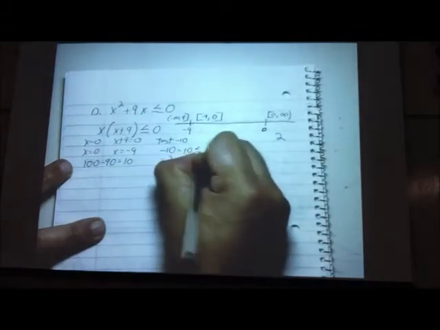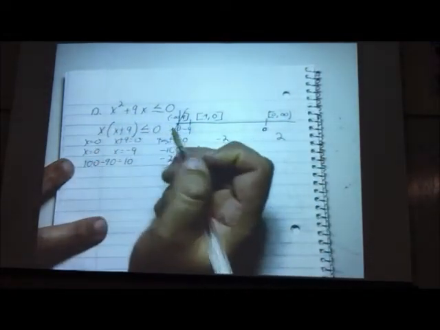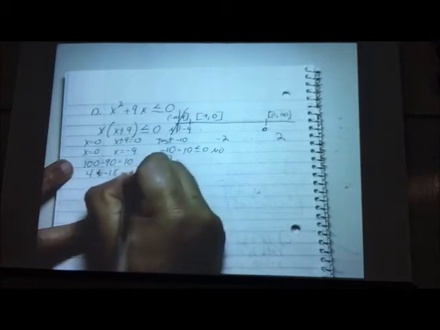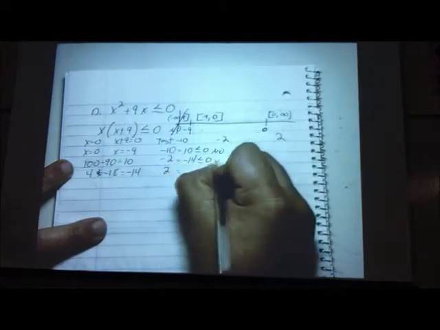Negative 10 times negative 10 is 100. Negative 10 times 9 is negative 90. That gives me an answer of positive 10. Is positive 10 less than or equal to 0? No. So, negative 2. Negative 2 times negative 2 is 4, plus negative 2 times 9 is negative 18. Negative 18 plus 4 is negative 14. Is negative 14 less than or equal to 0? Yes.